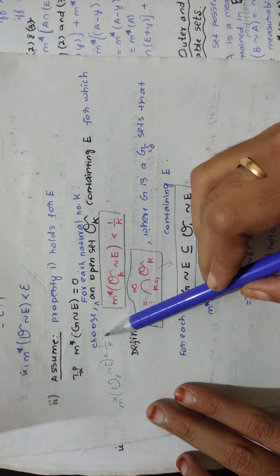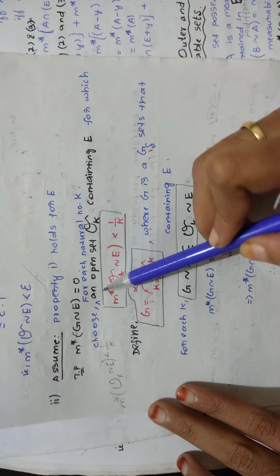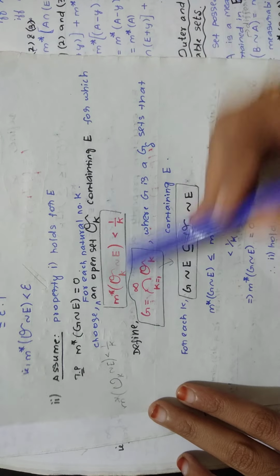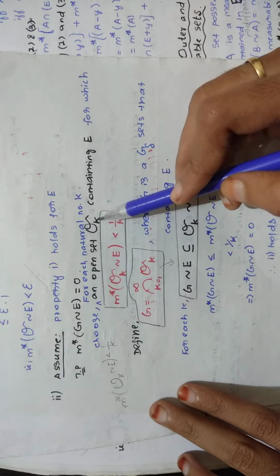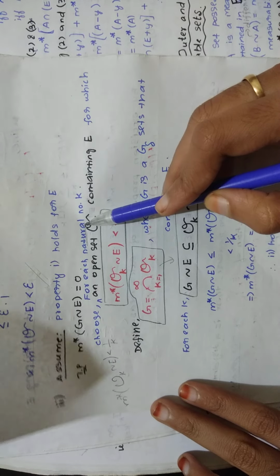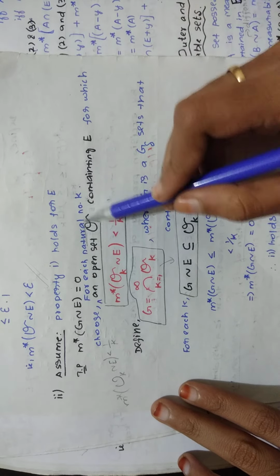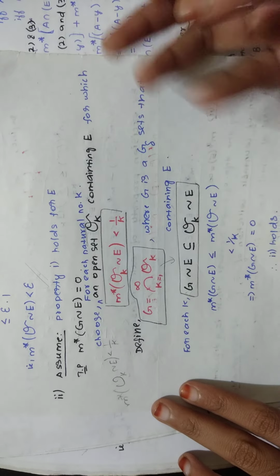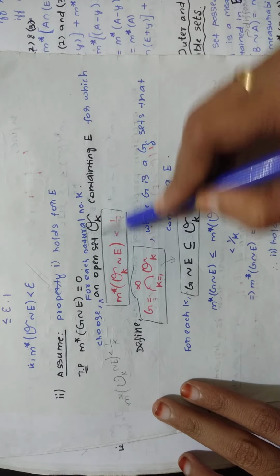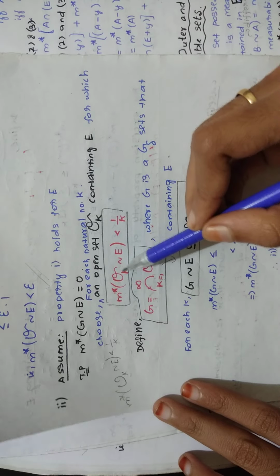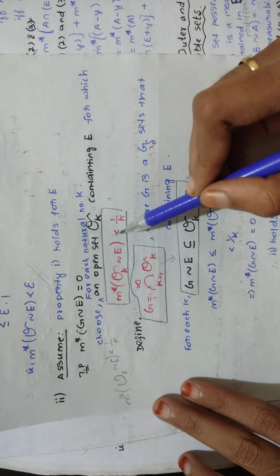Choose for each natural number k an open set O_k containing E. Here you are talking about k, which is a natural number, and the open set O_k contains E. It means within this open set O_k you have this E, and you choose it so that this condition holds: m star of O_k difference E is less than 1 by k.